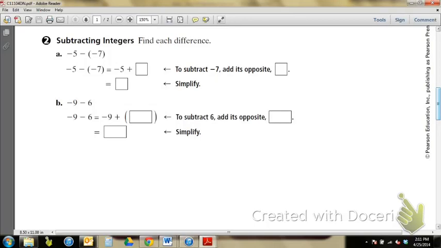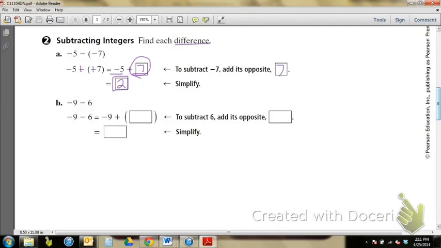Find each difference, and difference just means to subtract. So negative 5 minus negative 7, I'm going to add the opposite. And now, you add the opposite, made it positive 7. Now, because they have opposite signs, I subtract. I get 2. The bigger number was positive, so my answer is positive 2.